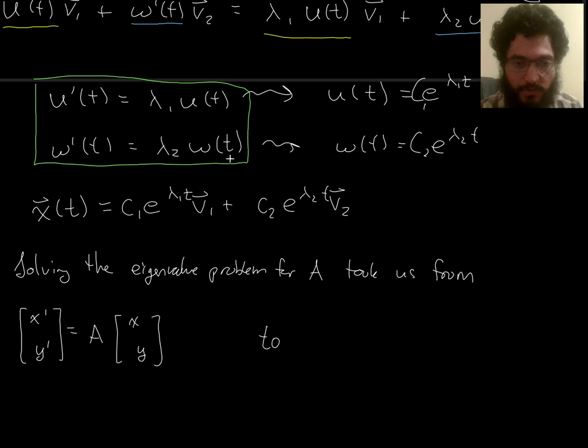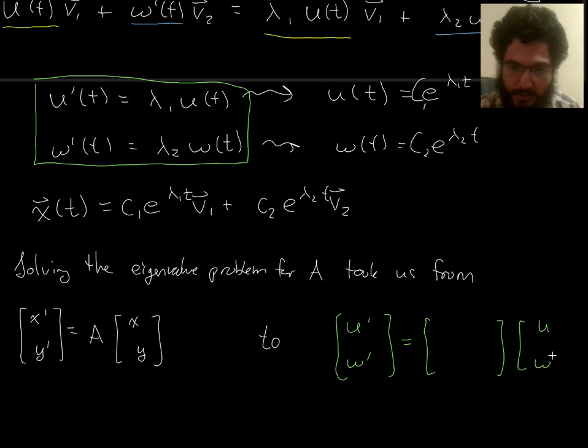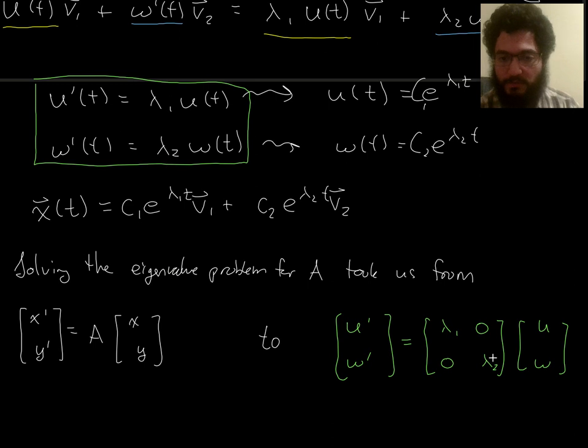So the unknown functions are now u of t, w of t. It's kind of a change of variables. Instead of x and y, we're focusing on u and w. And it looks like this. So this is u prime, w prime, if I write this in matrix vector form, equals a certain matrix times u, w. And what matrix? It's a diagonal matrix. Lambda 1, 0, 0, lambda 2, right? This is the matrix of coefficients corresponding to this system of differential equations. So a decoupled system of differential equations is one where the matrix of coefficients is diagonal.